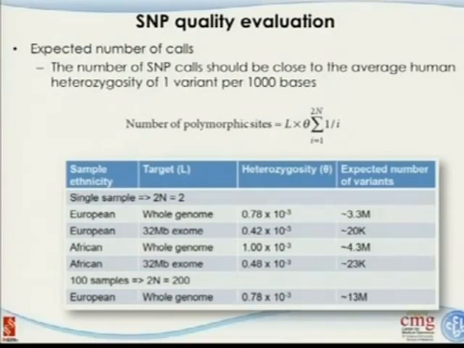SNP quality evaluation. The point I want you to understand here is that for different types of study designs, you can expect a certain number of variants to be identified. If you do exome sequencing and you identify 1 million variants, that's not going to be right. So after you identify those variants, the first thing that goes through your mind is, does that number look right? And here are the numbers that you should be considering.